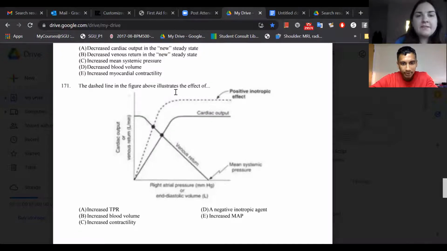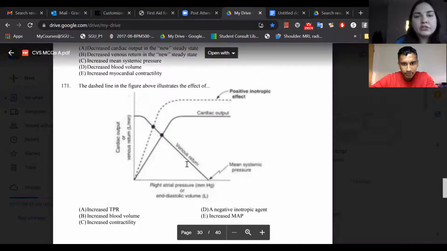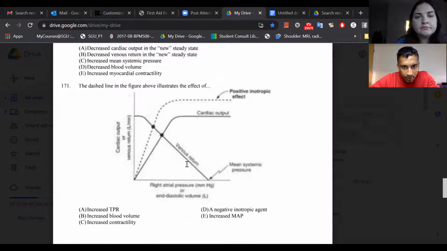So the dashed line in the figure. What's changing this time? Is our venous return changing? No, it's decreased cardiac output. Oh wait, no, increased, because we're going to the dotted line. So it's increasing our cardiac output.